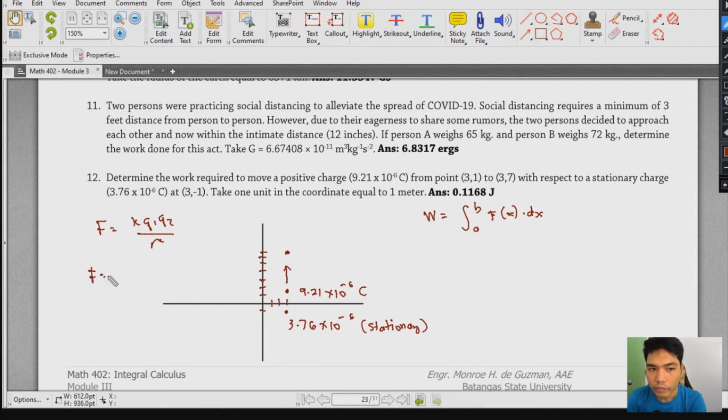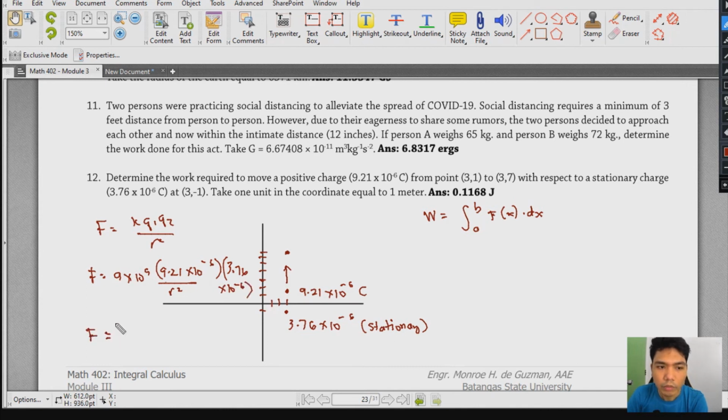So therefore, F is equal to 9 times 10 to the 9, and then charges Q1, Q2, which is actually a constant, over r squared. So we can just incorporate na pala dito yung Q1 and Q2. So that is 9.21 times 10 to the -6, and then 3.76 times 10 to the -6 coulomb.